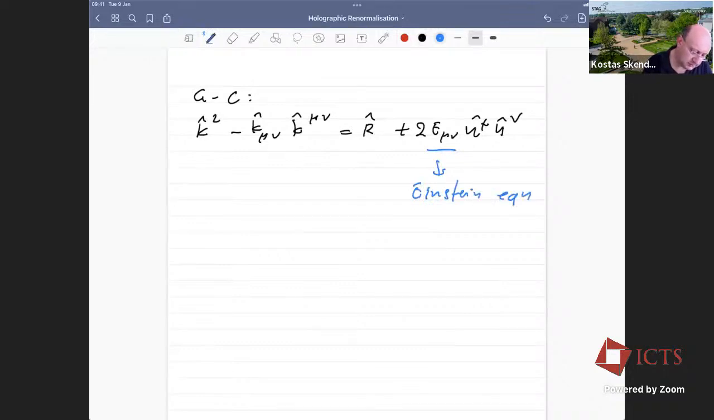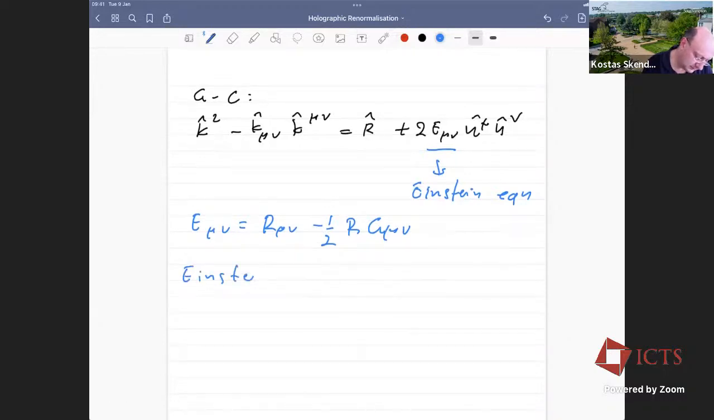So when Einstein equations hold, this is the Einstein tensor, and then the Einstein equations, in our case, means that we have, where this is the cosmological constant.